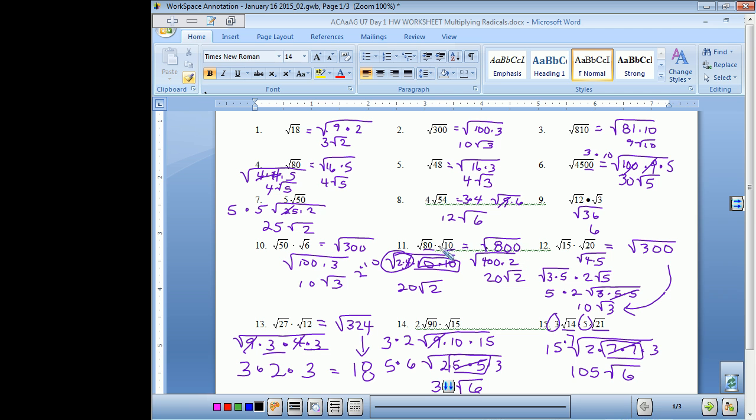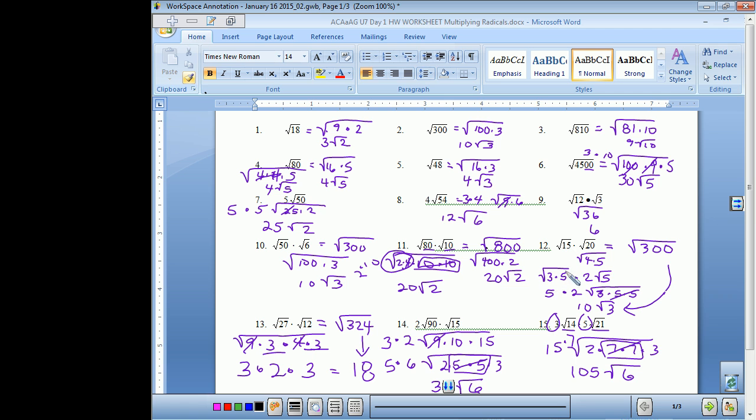The next one, I went ahead and multiplied them and got the square root of 800. The square root of 800 I broke down into 400 times 2. The square root of 400 is 20, so this gives me 20 roots of 2. The next one, 15 times 20, is 300. The square root of 300 you could break down into 100 times 3, which gives us 10 roots of 3, or we could have broken them down first. If we break down 20 into 4 times 5, that gives us 2 roots of 5.